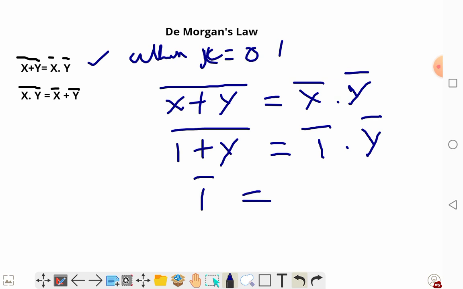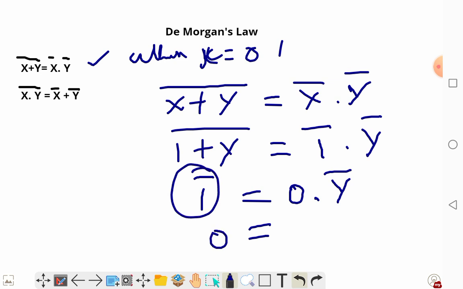What is the complement of 1? That is 0 into y dash. Now you see how it will come. On the LHS, 1 plus y whole dash, the complement of 1 is 0. Now 0 into variable is 0. LHS is equal to RHS. Hence we proved De Morgan's first law.